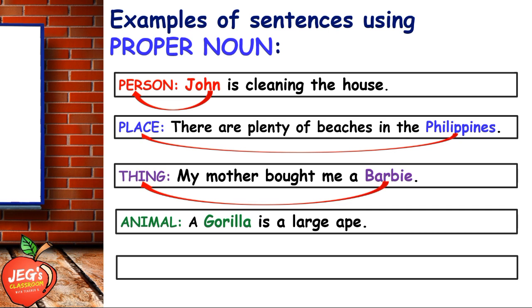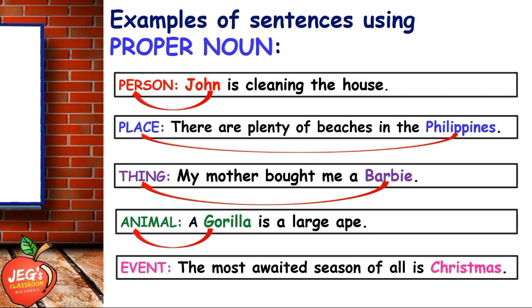Number 4. A gorilla is a large ape. Gorilla is an animal, which is also a proper noun. And last but not the least, the most awaited season of all is Christmas. Christmas is an example of a proper noun, which is an event. Notice the letters J, P, B, G, and C were all capitalized because these are all proper nouns. Remember that in writing a sentence, always capitalize the proper nouns.